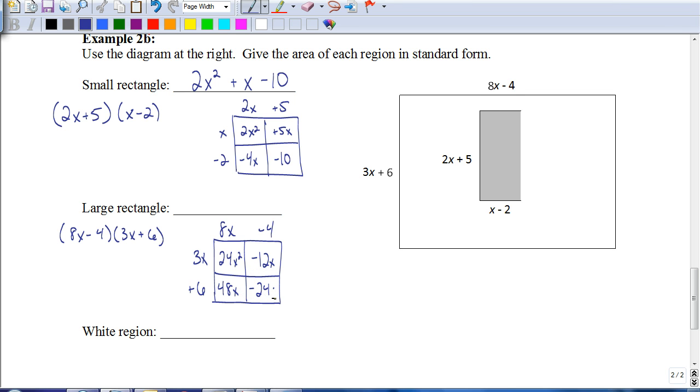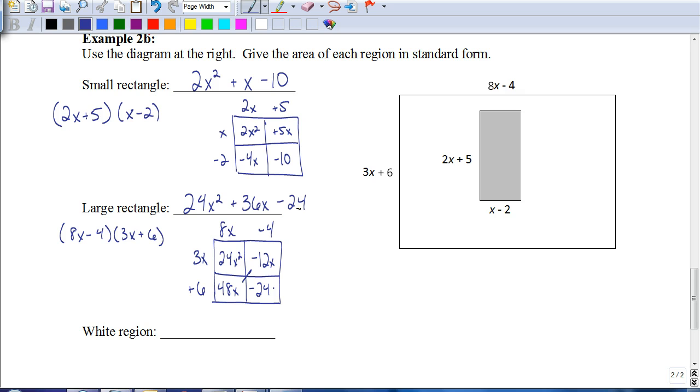Okay, so now I'm going to combine like terms and write this out. So it'll be 24x squared. My like terms are 48x and minus 12x, which gives you 36x, and then minus 24.